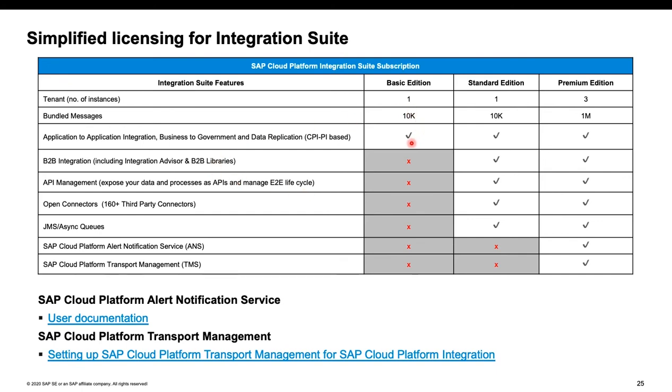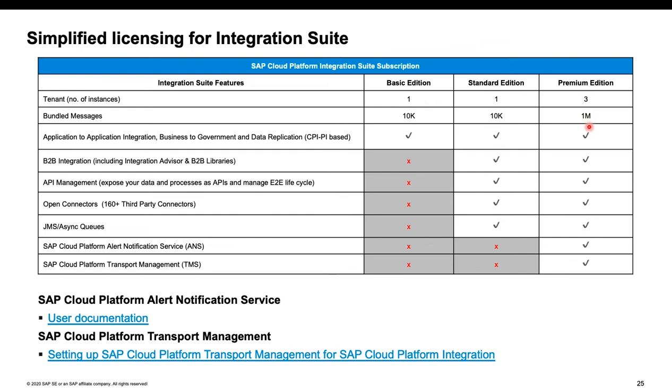The basic edition comes with basic application to application and business to government integration scenarios, 10,000 messages included per month. Standard edition then comprises all integration services, also B2B integration service with the integration advisor, all B2B libraries like EDIFACT and X12 are included, API management for full lifecycle management, open connectors with 160 plus non-SAP adapters, and also unlimited JMS queues with the standard edition as well as the premium edition.